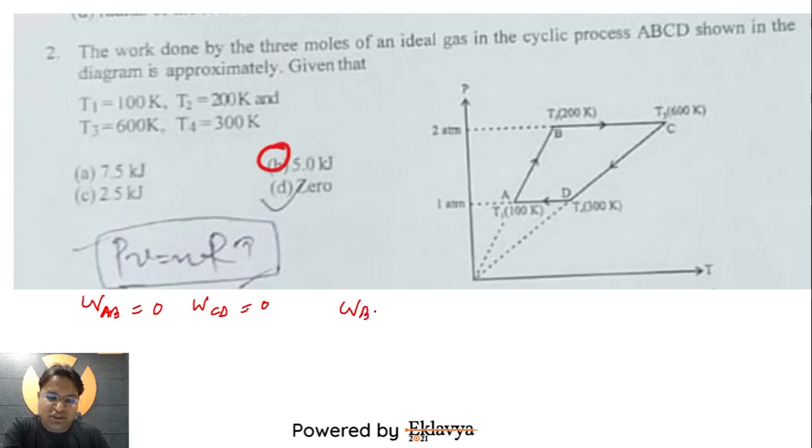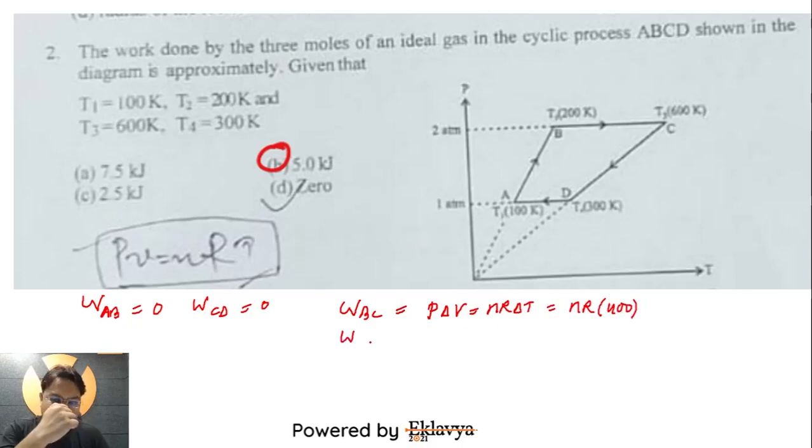So work done in the BC process can be written as, since BC is an isobaric process, work done can be written as P delta V, which becomes equal to nR delta T. So we can write it as nR into the change in temperature, which is 600 minus 200, so that's 400.